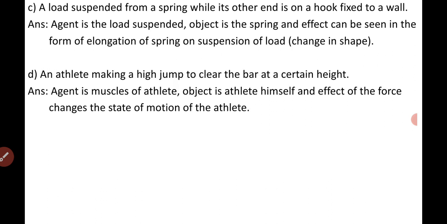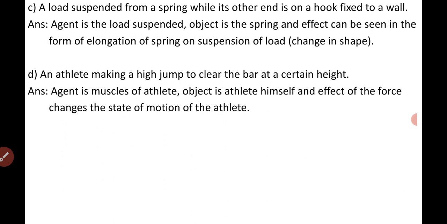Next, C. A load suspended from a spring while its other end is on a hook fixed to a wall. Again here you see a load is suspended from a spring, and the other end of the spring is hooked, means it is on a hook fixed to a wall. So what is the agent here? Using what is the force exerted on the spring? Using the load suspended in the spring.